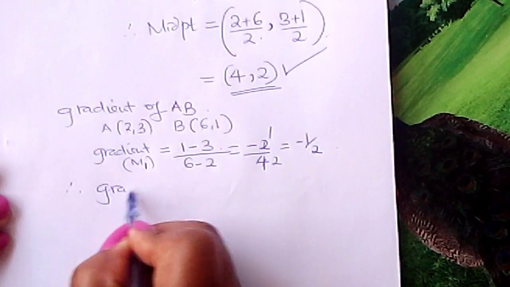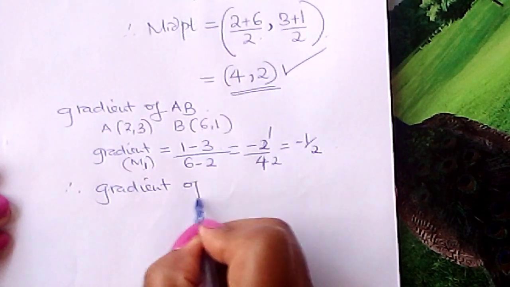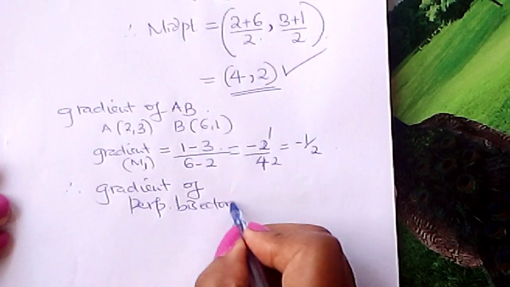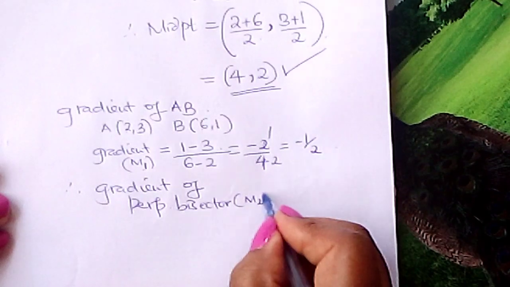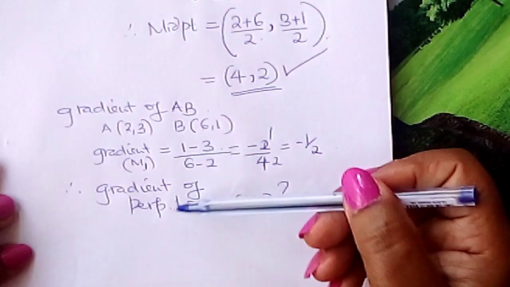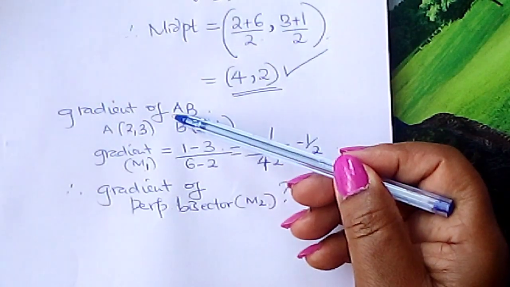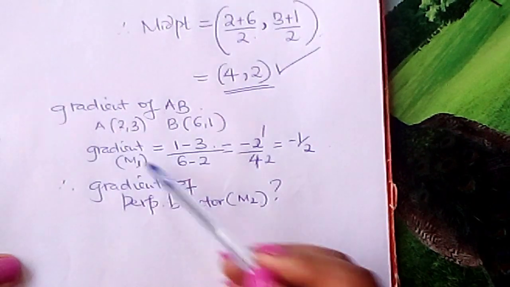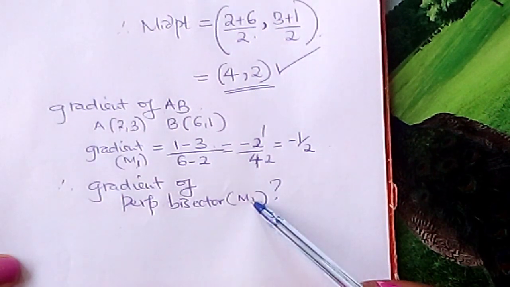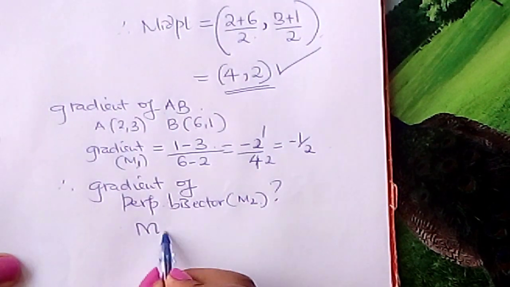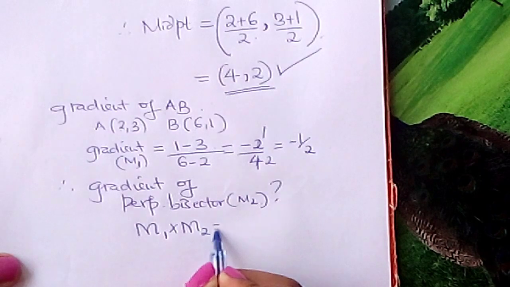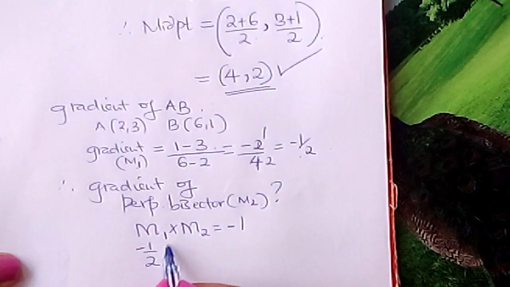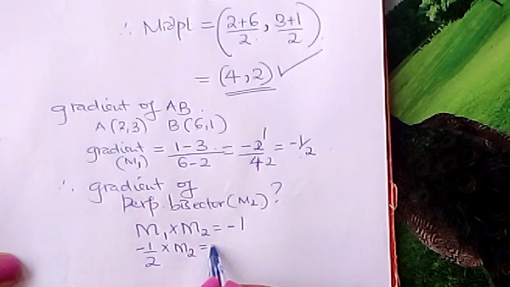Therefore, what is the gradient of our perpendicular bisector? Gradient of the perpendicular bisector, learner. Call it M2. What is the gradient? So, the perpendicular bisector and line AB, learner, they meet perpendicularly. They meet at 90 degrees. How are the gradients of perpendicular lines related? They are related using this formula: M1 times M2 is equal to negative 1. The first gradient is negative a half, learner, times your M2 should give you negative 1.